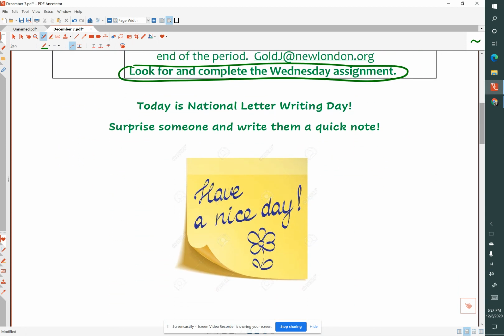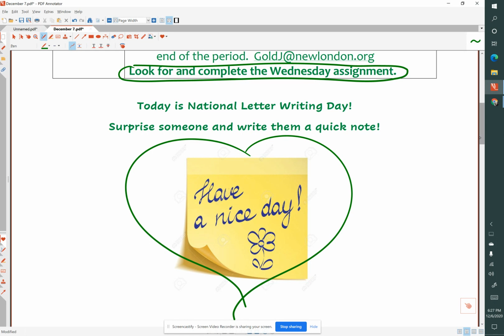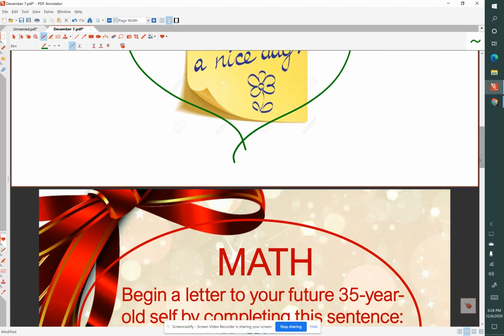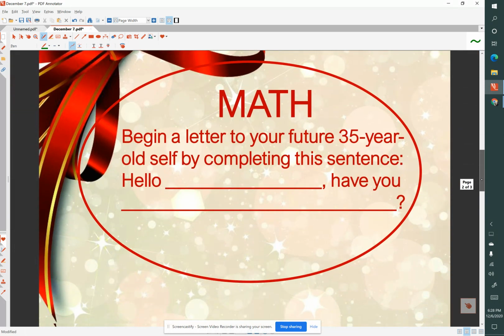Well, today is National Letter Writing Day, so surprise someone and send them a quick note. It's just a nice way to say, hey, I'm your friend, I care about you, or a family member. Okay, so let's go on.